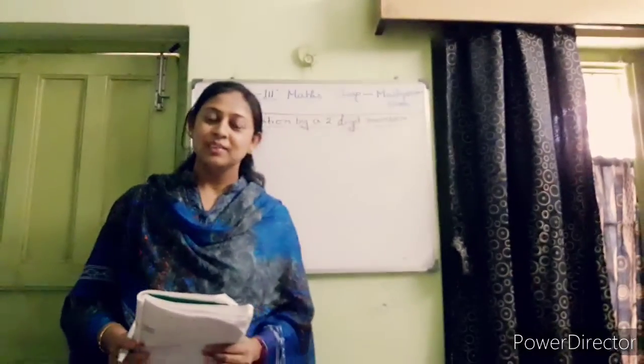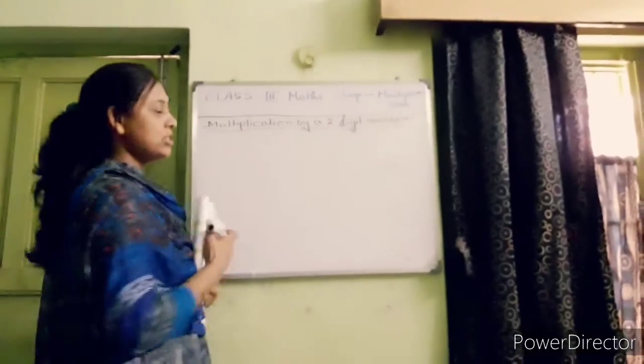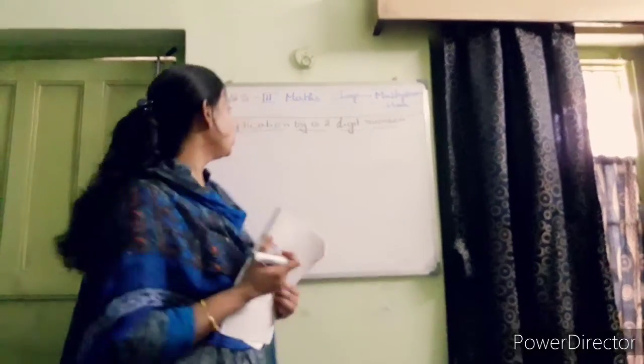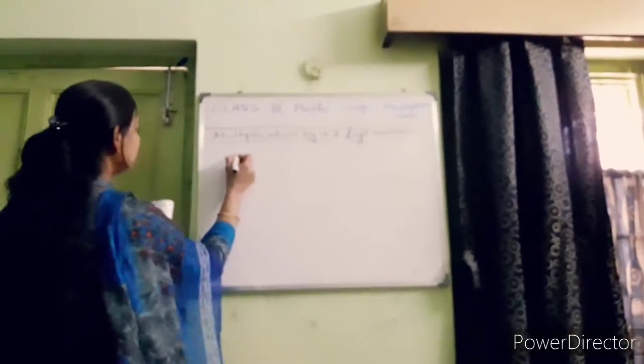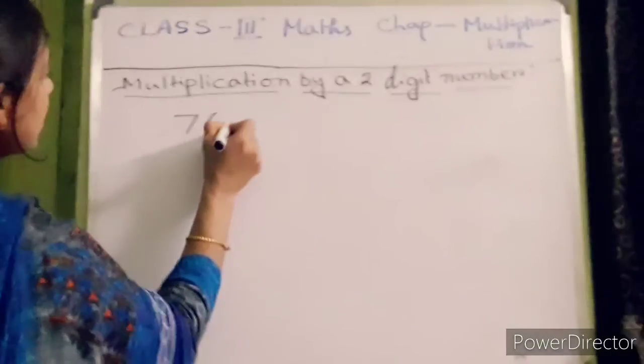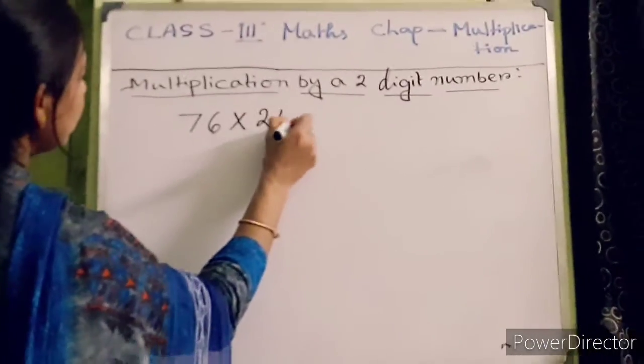Hello student, in this video I am going to start multiplication by a two-digit number. You can do multiplication by a two-digit number in two ways. Number one, suppose I am giving an example: 76 multiplied by 24.